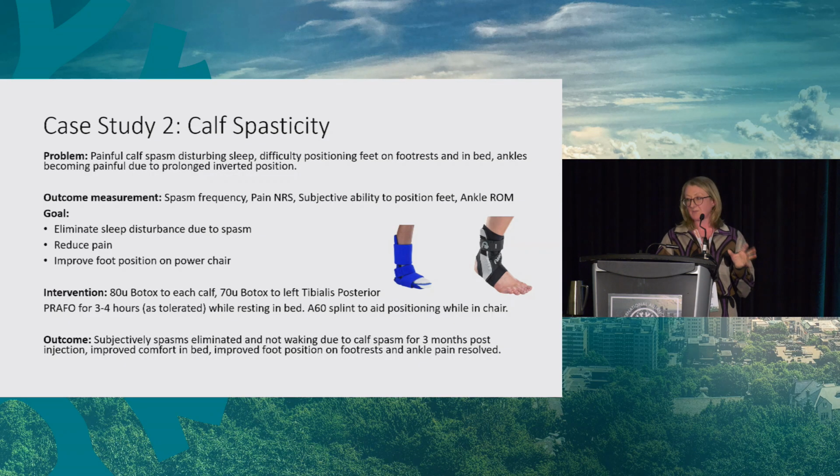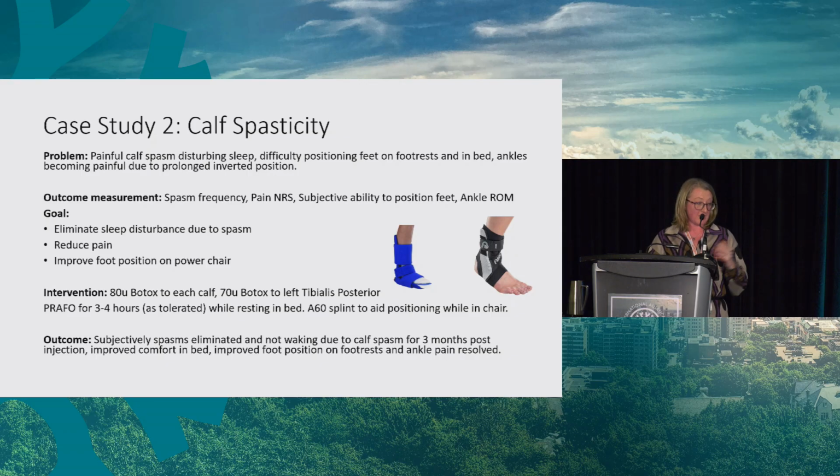And the main goal for him was that he would get a good night's sleep. I mean, there's enough reasons to be woken at night without being woken with calf spasm. So he had some botulinum toxin to both calves and to that left tibialis posterior that was really pulling in and causing problems. He had an off-the-shelf PRAFO that he was tolerating for about 3 or 4 hours, and an A60 splint, so a really light, simple little splint that just helped to maintain his ankle a little bit more in midline when he was wearing his shoes and sitting in his chair.